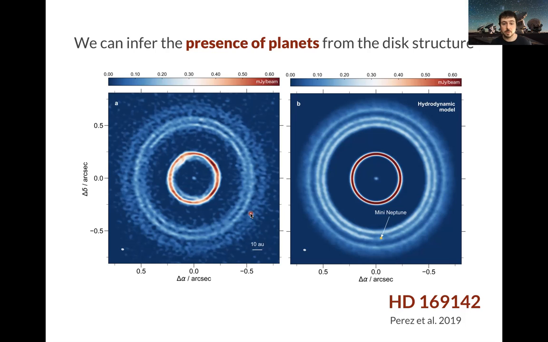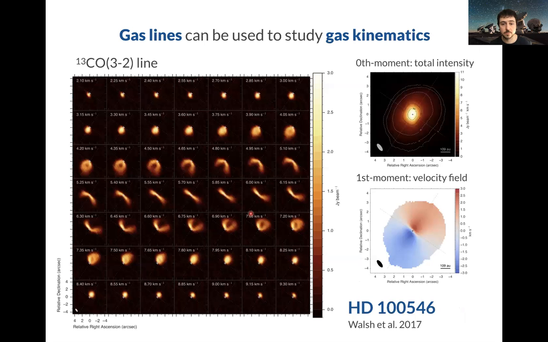Now, this is from the continuum side, but ALMA also observes gas lines. I've shown some of these images before. This is a very standard type of diagram when observing gas with ALMA. This is the CO line. That's the most usual line for observing protoplanetary disks because it's the brightest. And what we see here is how the emission from that line is changing as a function of frequency. Now, why does it look like this?